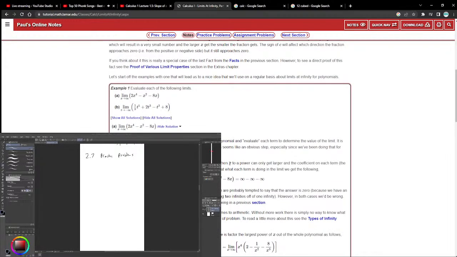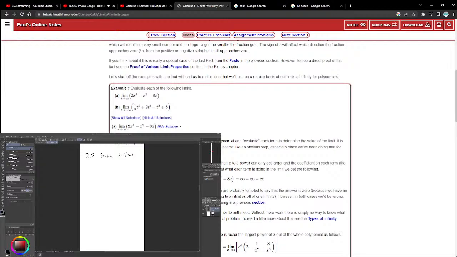Our first thought here is probably just to plug infinity into the polynomial and evaluate each term to determine the value of the limit. It is pretty simple to see what each term will do in the limit. So this seems like an obvious step, especially since we've been doing that in other limits in the previous sections. So let's see what happens if we do that.